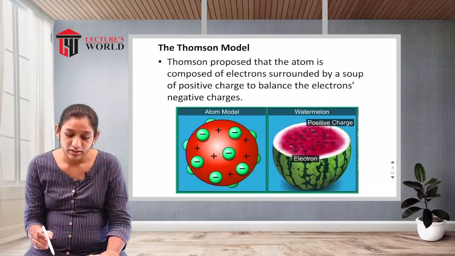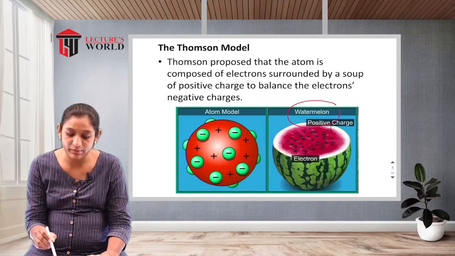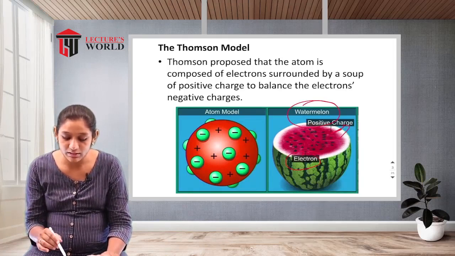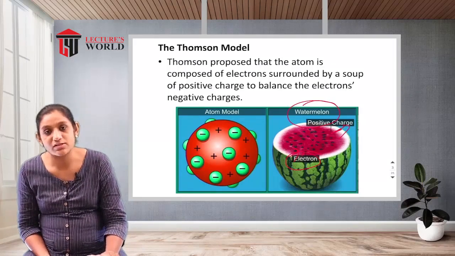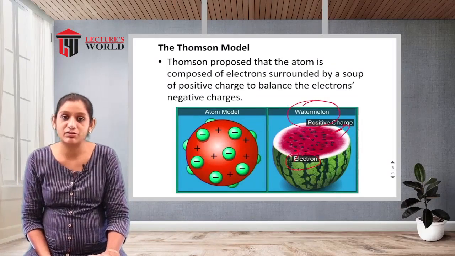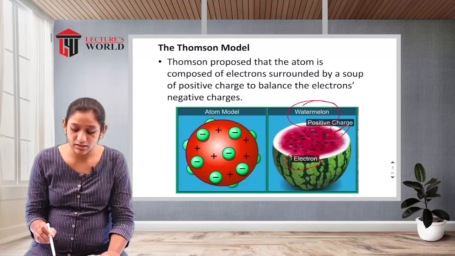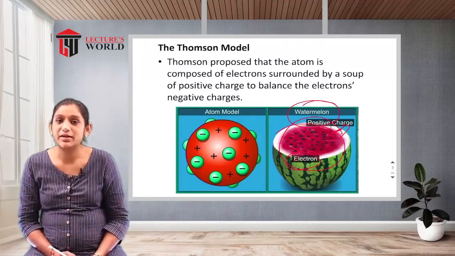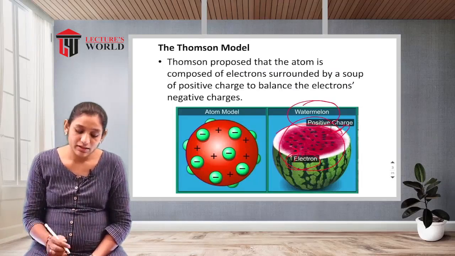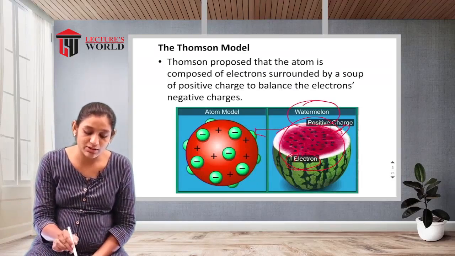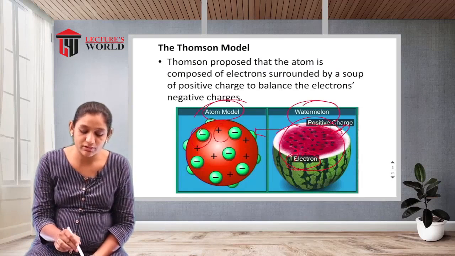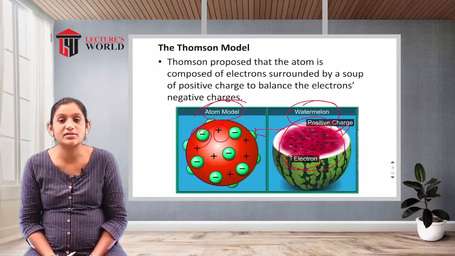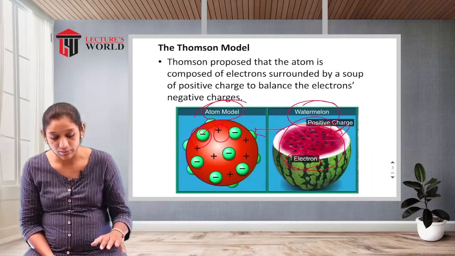Here, for example, take a watermelon. The red color indicates the positive charge and the black seeds are the negative electrons, which keep the atom in equilibrium. Here we are talking about the atomic model. The positive and negative charged particles always give a stable equilibrium. Okay, next one.